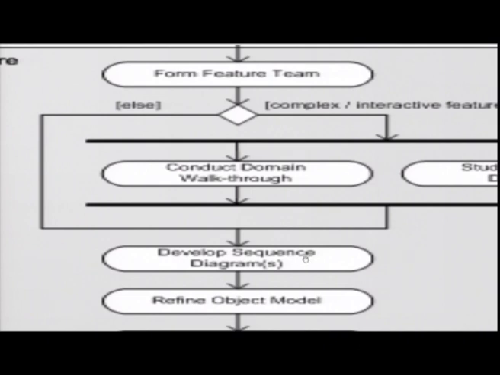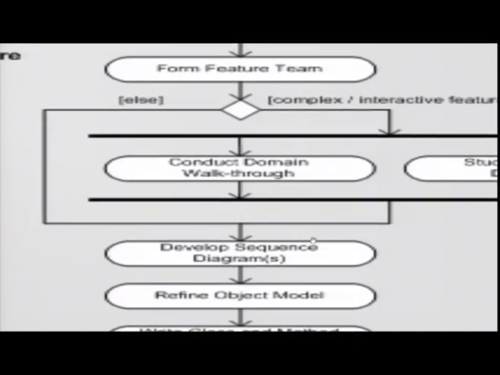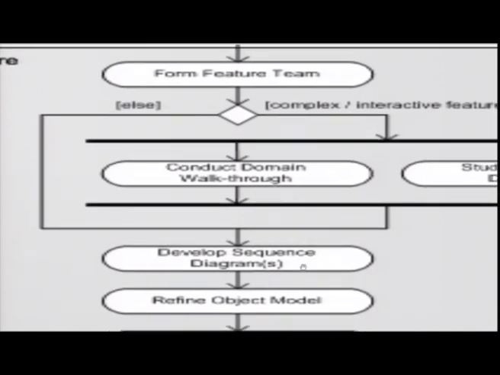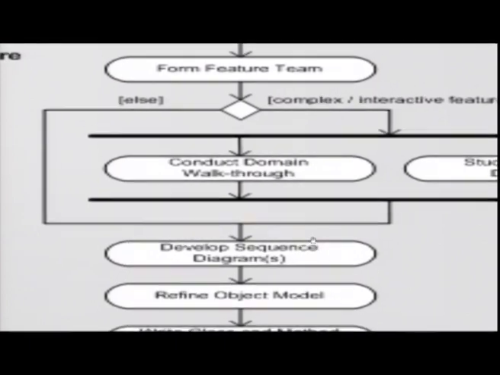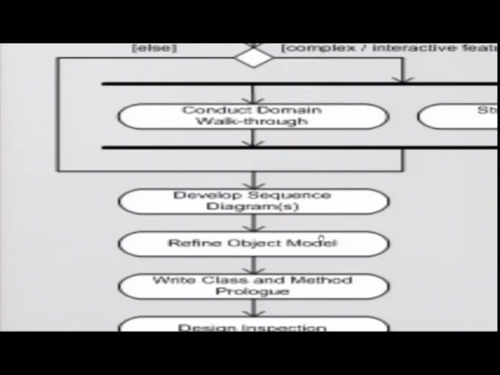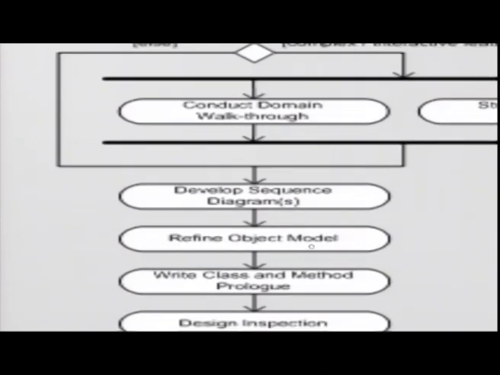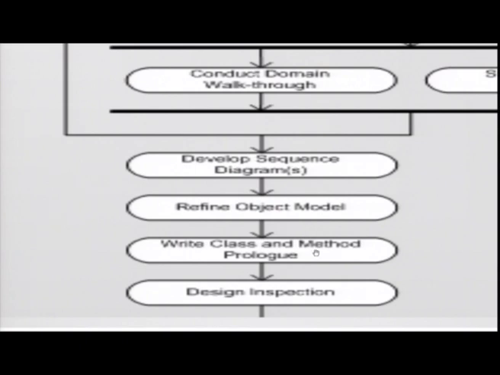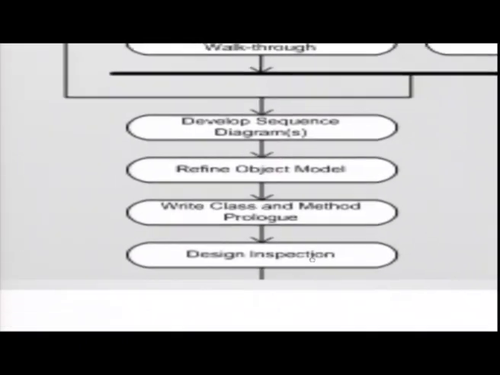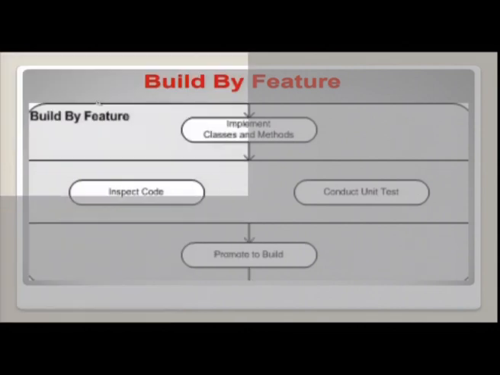If the feature is pretty simple, then you start directly to develop the sequence diagrams. A sequence diagram is one of the diagrams used in object oriented analysis and design, OOAD. So you start developing this sequence diagram. You refine the object model, you write class and method prologues, and then you design for inspection. Then after you do that, you now start building the feature.